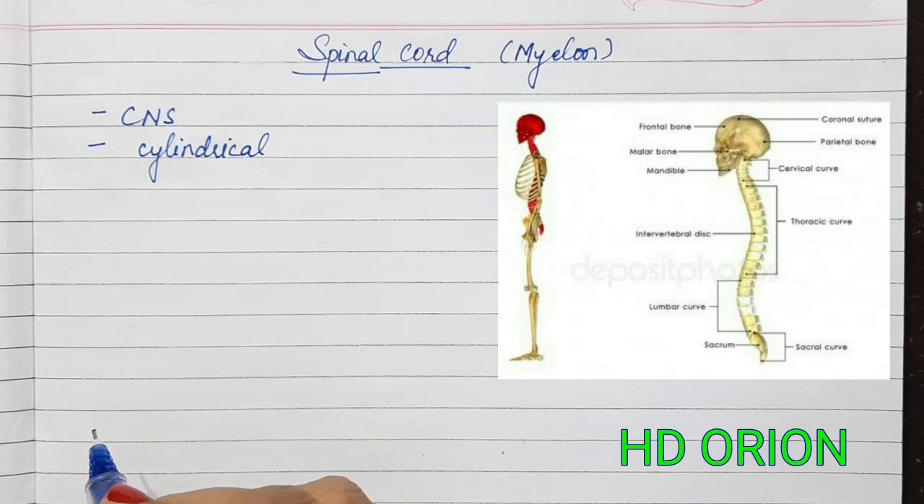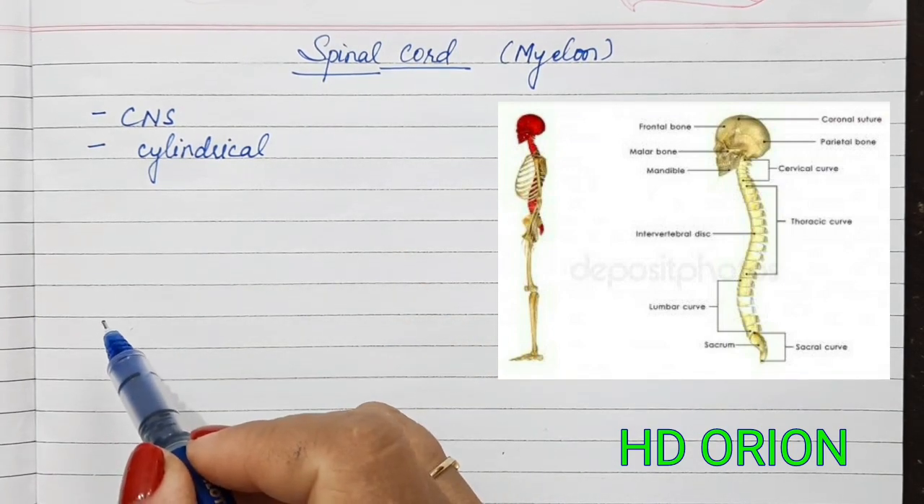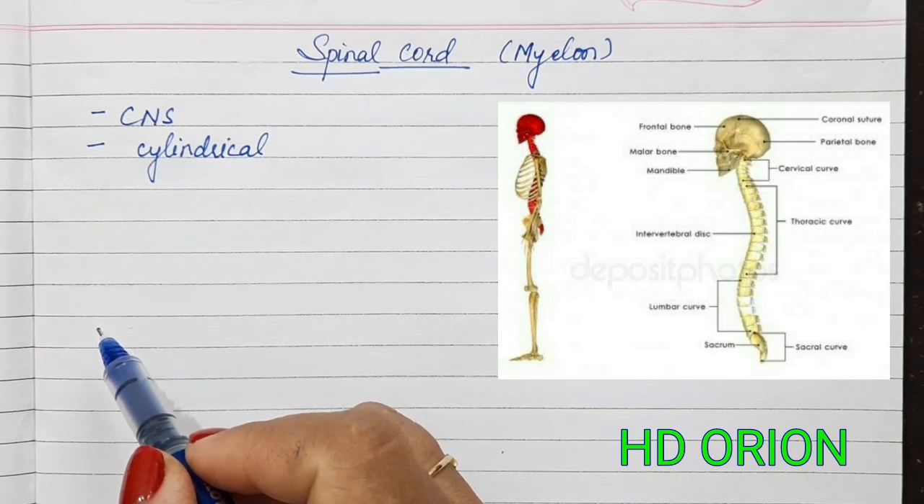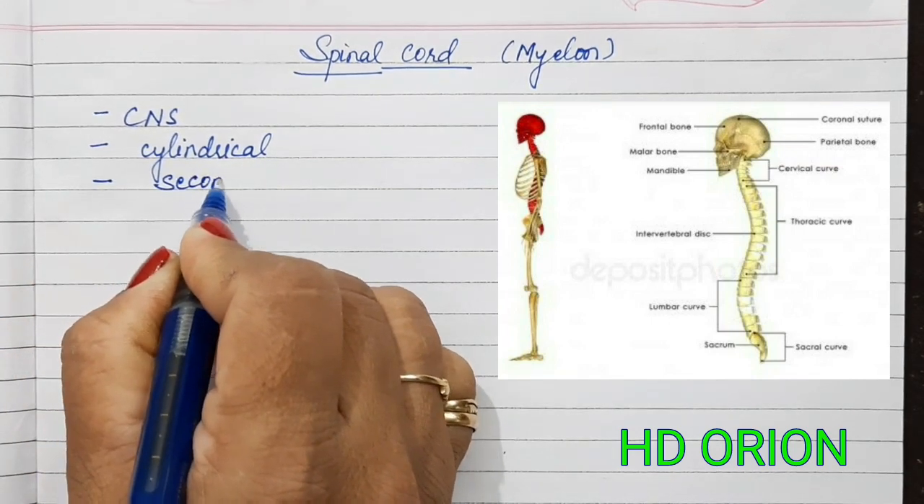and it extends as spinal cord from medulla oblongata. Earlier it was medulla oblongata, but when it comes out of the skull, then it is called spinal cord. It extends till the second lumbar vertebra.